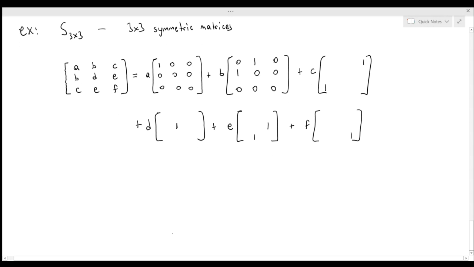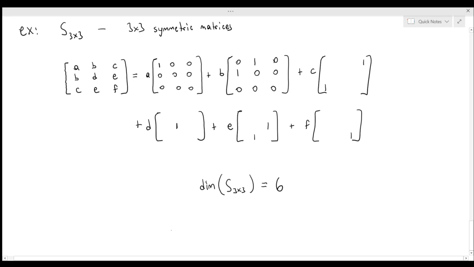All right, but then these 6 matrices that we ended up with are going to form a basis for the space of 3 by 3 symmetric matrices. And because there are 6 vectors, if you will, in this basis, we could say that the dimension of the 3 by 3 symmetric matrices would be equal to 6. Okay.